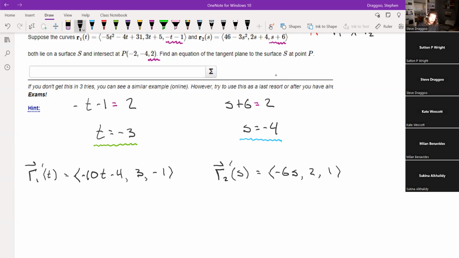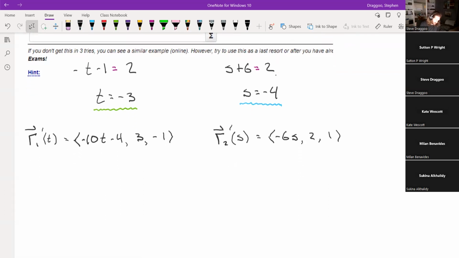Okay, so now is when I'll use the part where I solved for t and s to figure out what the specific vectors are. I need r1 prime of negative 3, which is negative 30. Nope, try again. That is positive 30 minus 4. Yeah, and 30 minus 4 is 26, 3, negative 1.